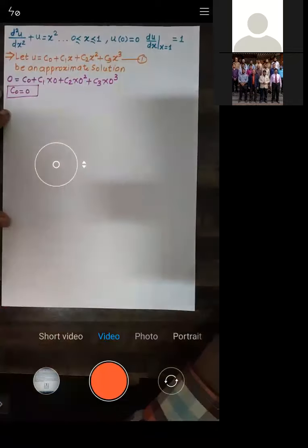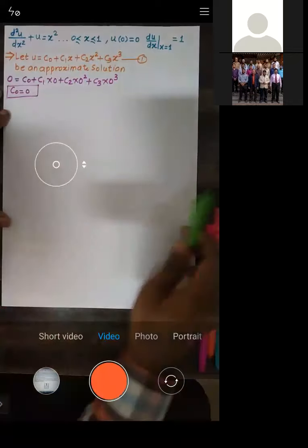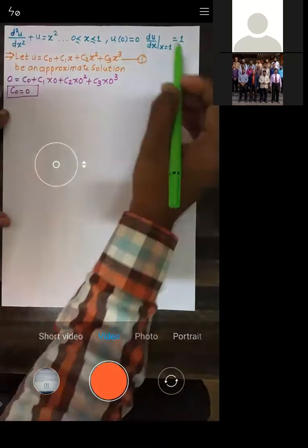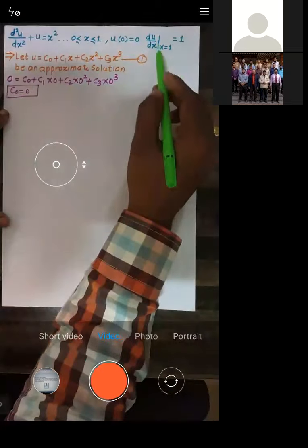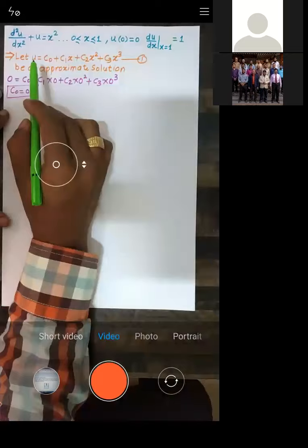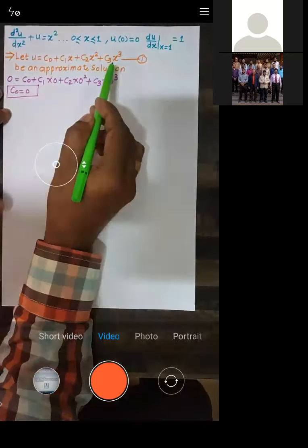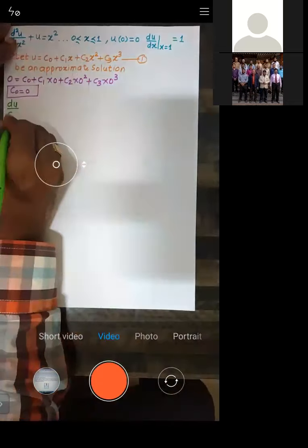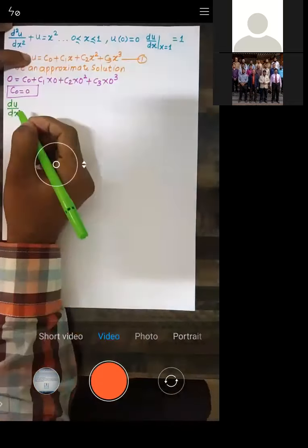Let us now apply the second boundary condition. What does it say? You need to take the first derivative of u with respect to x. So you just differentiate this u first with respect to x. When I do that, I will write the derivative of u with respect to x as du by dx.